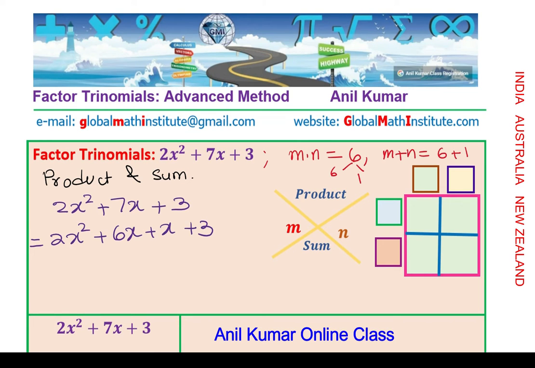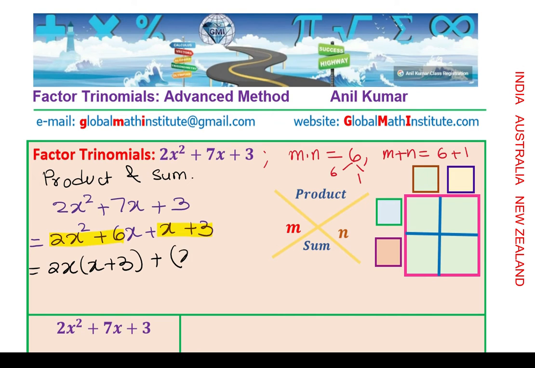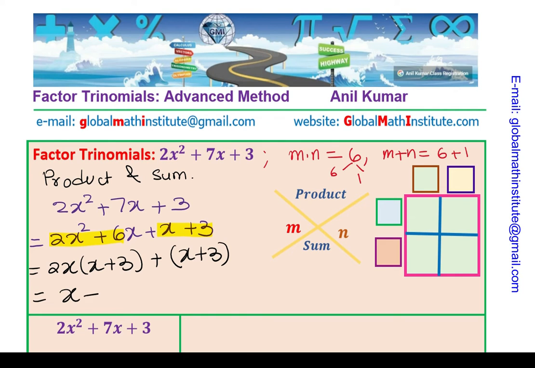Now here we do group factoring between the two. So in 2x squared plus 6x, 2x is common and we are left with x plus 3. And here 1 is common, so we just make a group of x plus 3. Now you can see x plus 3 is common, and we get 2x plus 1 as the other factor.